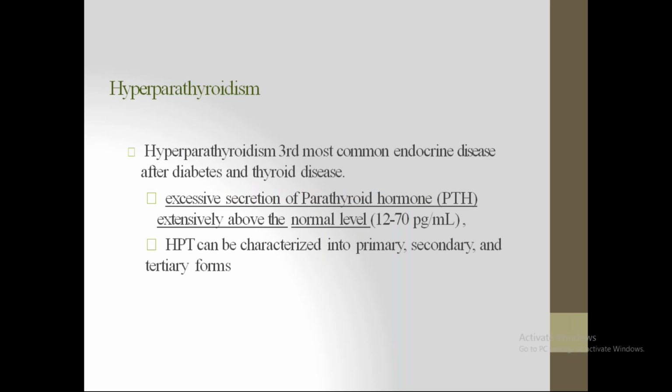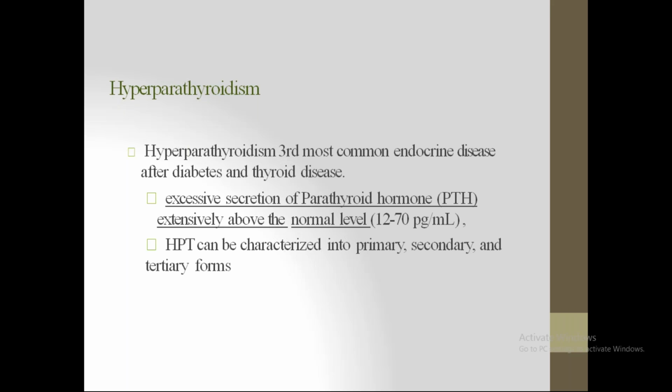Now coming to disorders, always remember any gland disorders will be predominantly of two types. One is hyper and one is hypo. Now we'll discuss hyperparathyroidism. In the next class, we'll discuss hypoparathyroidism. Hyperparathyroidism is the third most common endocrine disorder after diabetes and thyroid disorders.